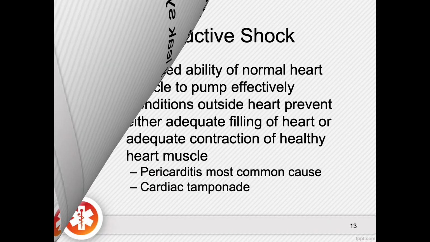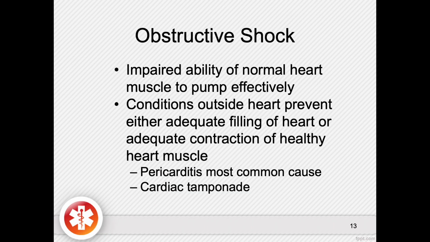With obstructive shock, the heart is impaired and is no longer able to pump effectively. And this is because conditions outside the heart prevent either adequate filling of the heart or adequate contraction of the healthy heart muscle. Pericarditis is the most common cause, but another reason for obstructive shock is something called cardiac tamponade.